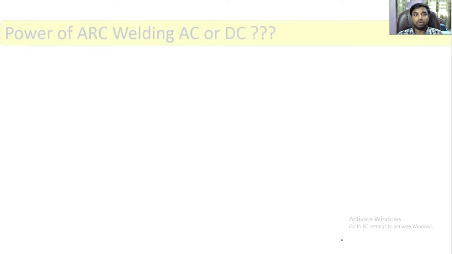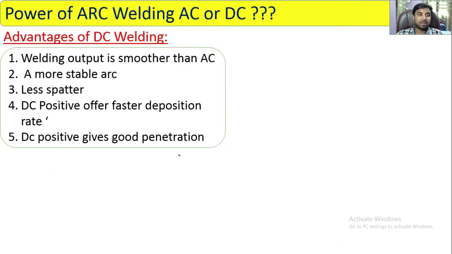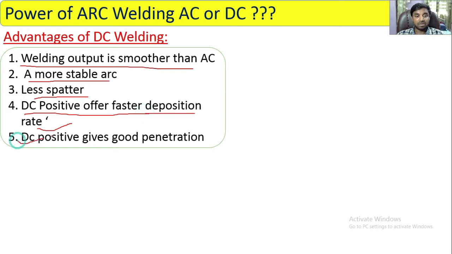Now we'll go to the advantages of DC welding. The welding output is very good, smoother than AC, because in AC there is a frequency. A more stable arc we can get, and spatter will not be there. DC positive offers a faster penetration rate, meaning a faster deposition rate, and DC positive also gives good penetration. These are the advantages of DC welding.